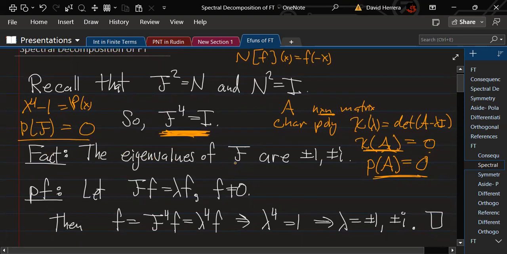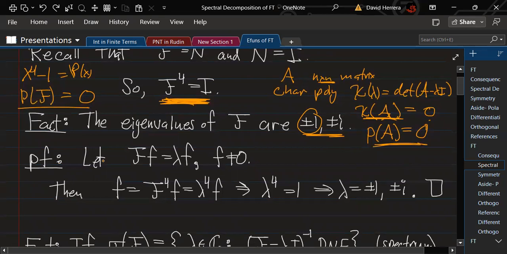This is the fact that the eigenvalues of the Fourier transform are plus or minus 1, plus or minus i. Strictly speaking, what we're going to show is that these are the only possible eigenvalues. We're not going to show that they are all eigenvalues, because we already showed that these are eigenvalues earlier in the series. We gave some examples. We gave an example with negative i as an eigenvalue, but we didn't really prove it, we just said it was true. Later on in the series, we'll see the other values as well.